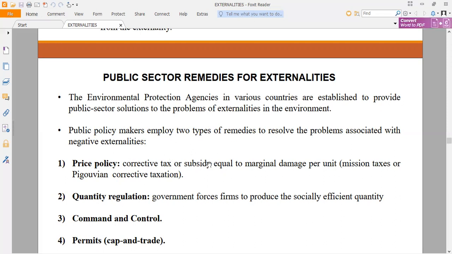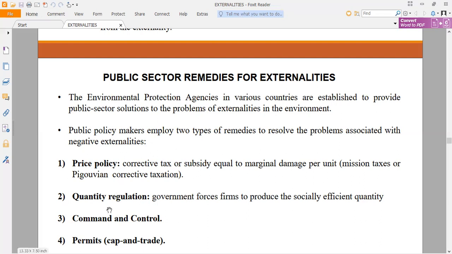If it's a positive one, they give subsidy. You see, under positive externalities, the firms will underproduce, but the society wants them to produce more. So when the government gives them subsidy, they're able to produce more. So that is one way.